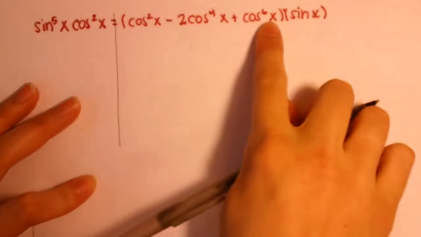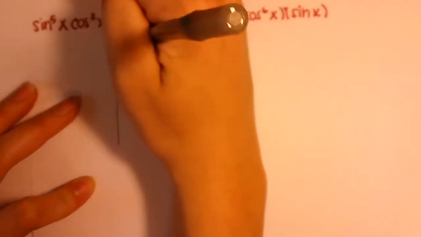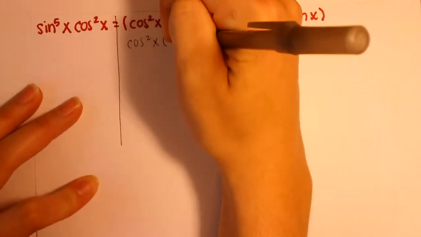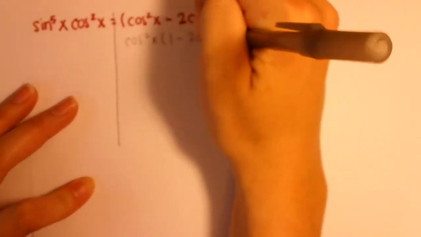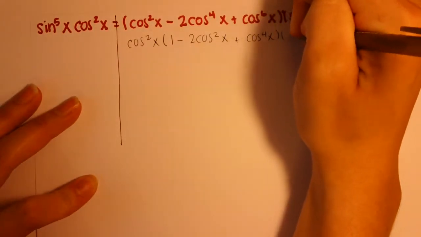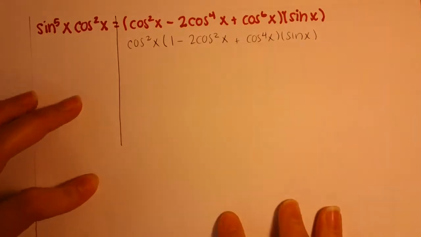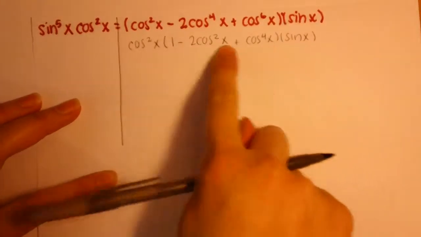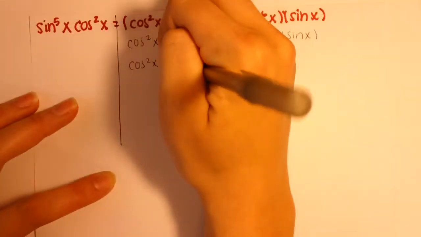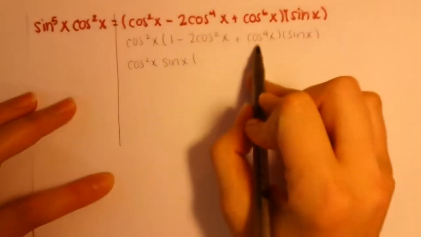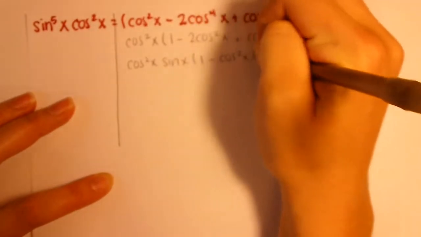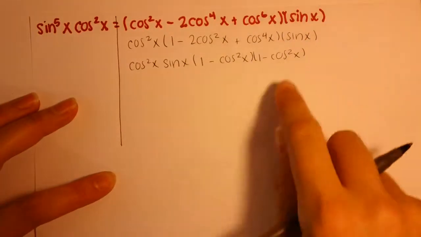So these all have a cosine squared x in common, so I'll pull out a cosine squared x. So I know I kind of want that in the end. So then I'll be left with 1 minus 2 cosine squared x plus cosine to the 4th x all times sine of x. And so here, this I can factor. So I'll be left with cosine squared x. I can bring my sine x over, sine x. This I can factor. I have 1 minus cosine squared x, 1 minus cosine squared x.